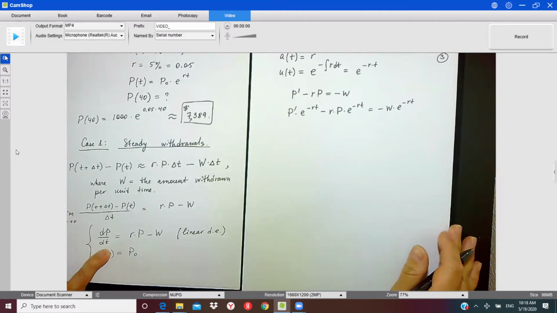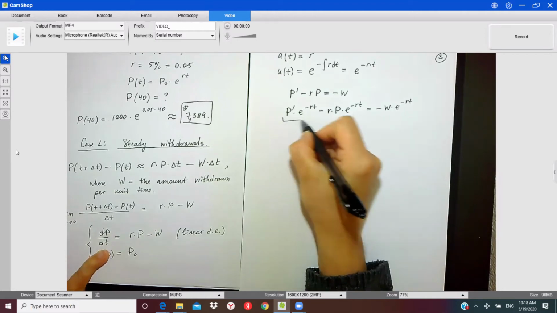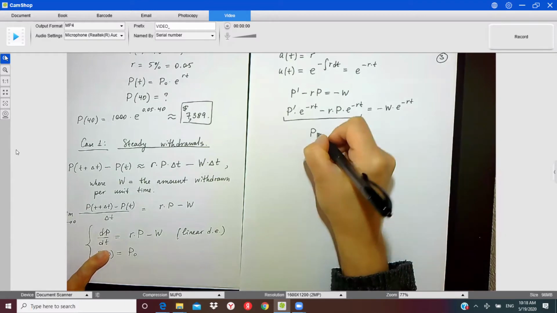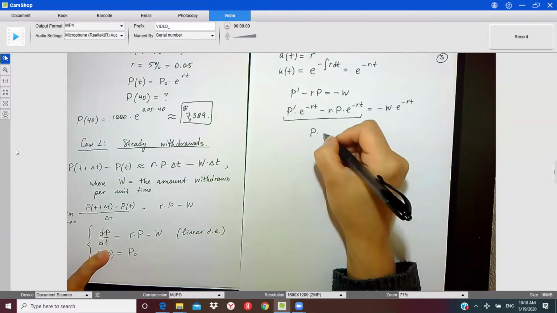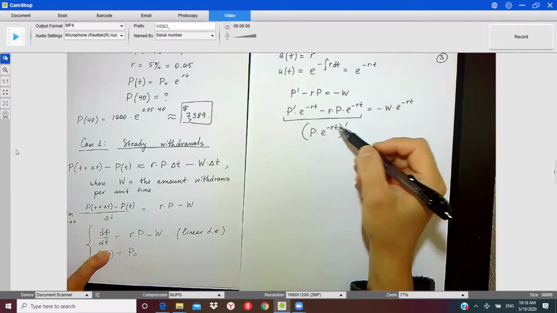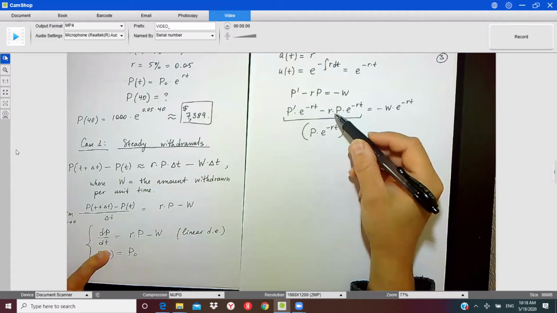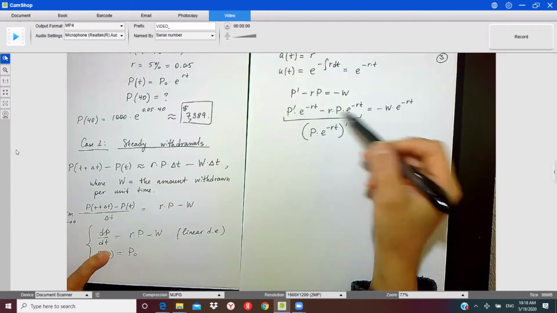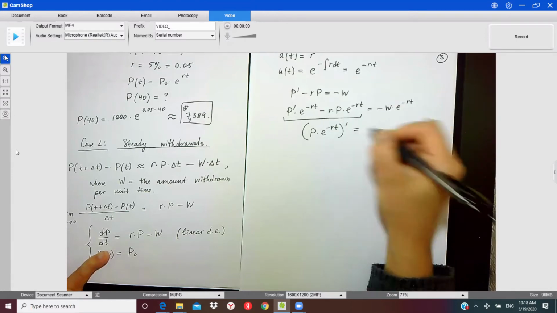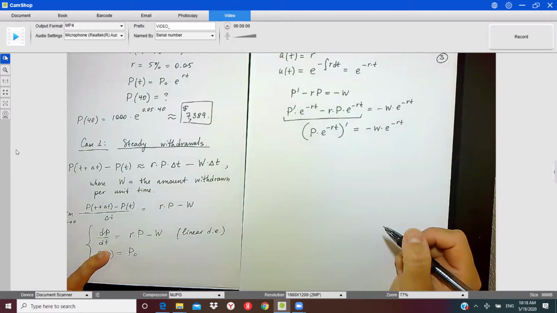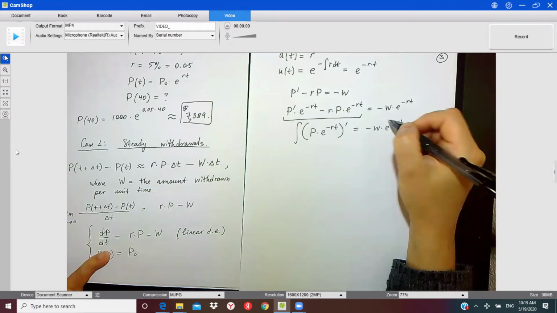Okay, so we are supposed to have derivative of a product on the left-hand side. Let's make sure. Do we have derivative of the product of p times the integrating factor? Let's see, p prime times e, and then we have plus p times derivative of this exponential function, which is negative r e to the negative rt. Yeah, I believe this looks good. Am I correct? Yes. Okay, thank you. So let's integrate both sides. I believe we're ready to integrate.